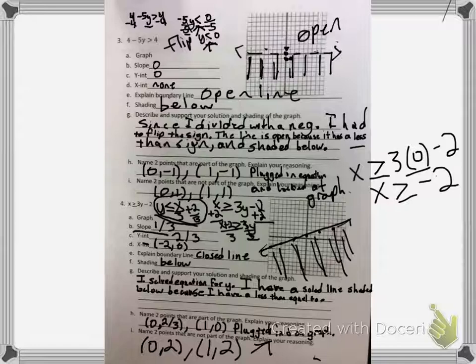(1, 0) is right here. It's in my shaded area, and I could also plug it in, and it will be a true statement. Name 2 points that are not a part of the graph. (0, 2) is up here, and (1, 2) is also above it as well. Okay, and I can look on my graph, and I can also plug it in.